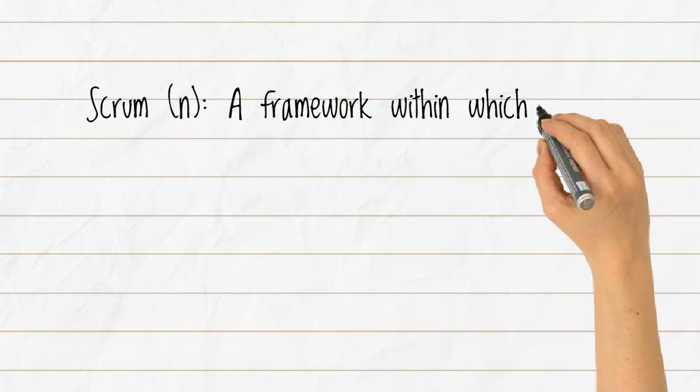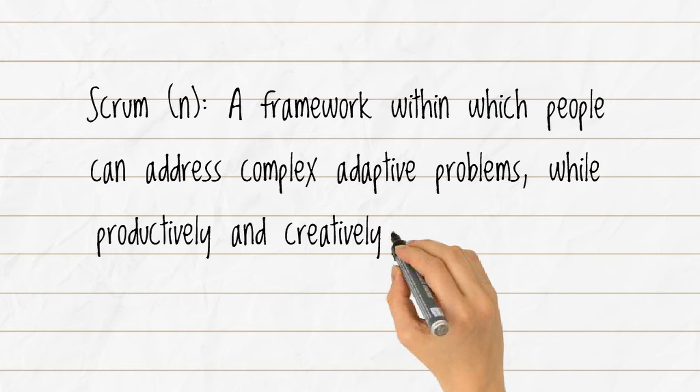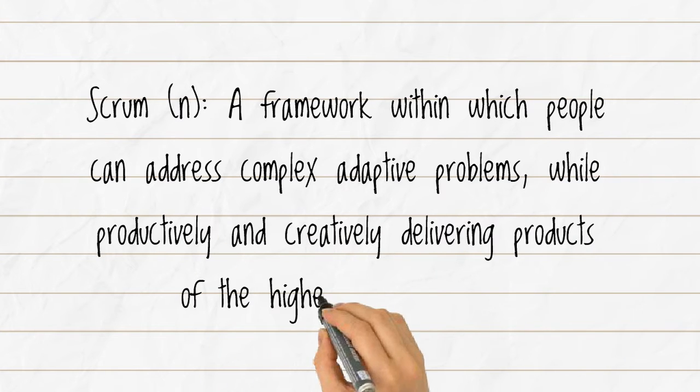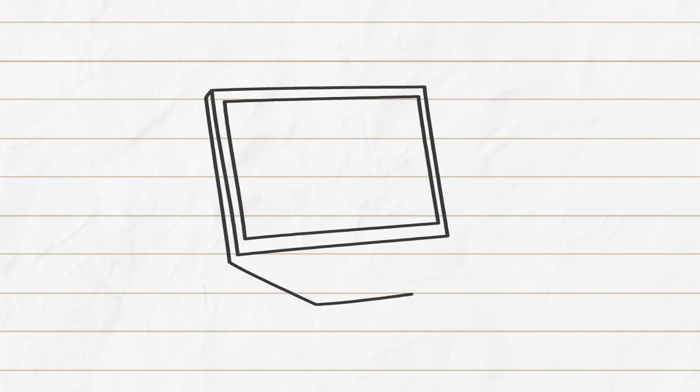Scrum, a framework within which people can address complex adaptive problems, while productively and creatively delivering products of the highest possible value. This definition is from the Scrum Guide, the official document created by Scrum's co-creators, Jeff Sutherland and Ken Schwaber. In this video, we will explain that definition and describe the theory of Scrum.